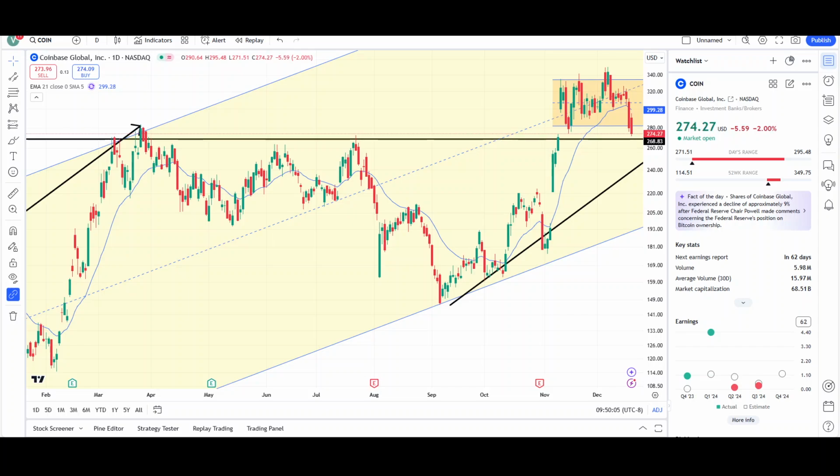I will first be going over what I see on the daily chart and finish the video off with the weekly chart. This video is for entertainment purposes only. Please trade at your own risk.